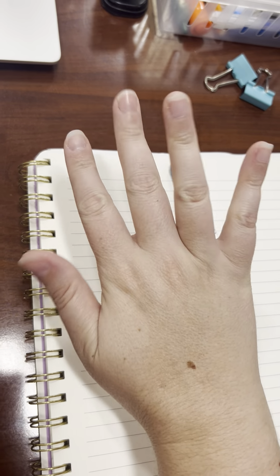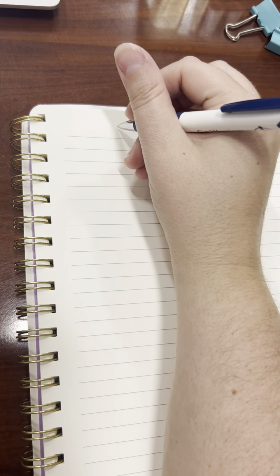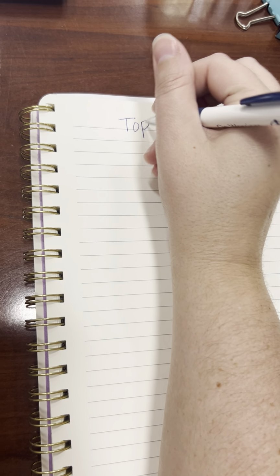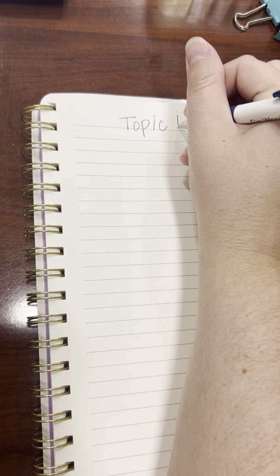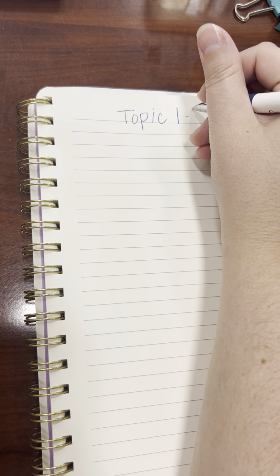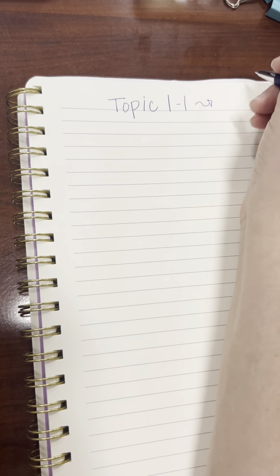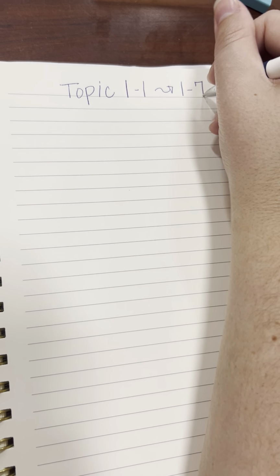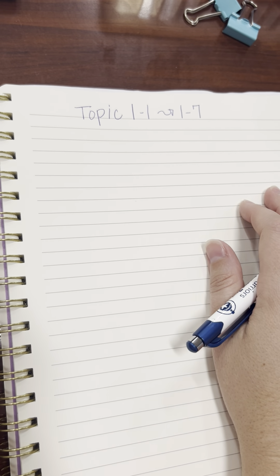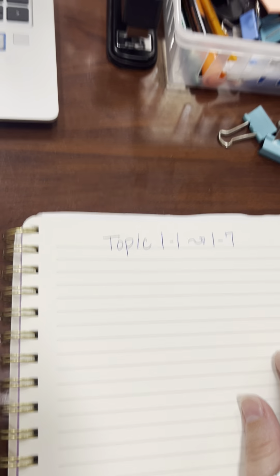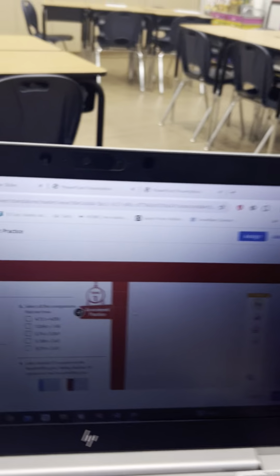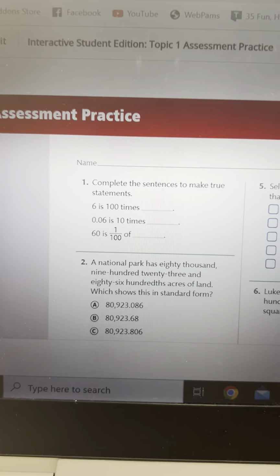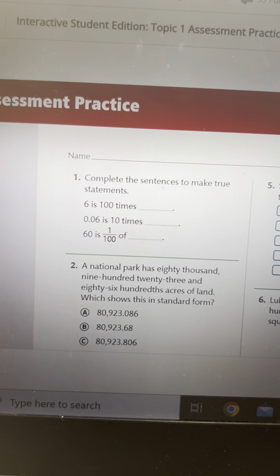All right, boys and girls, so this is my first ever 5th grade Red Pages review, and this is for topic 1-1 through 1-7, and this is for the topic test, okay? So I don't have an extra book, so I'm looking off my computer and my answers. So this was number 1, okay?